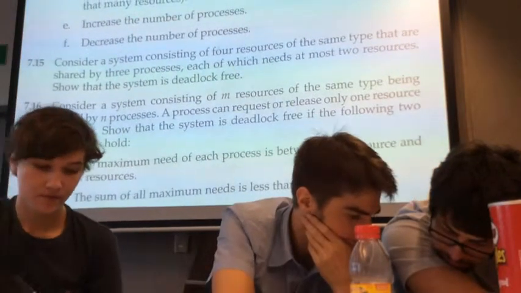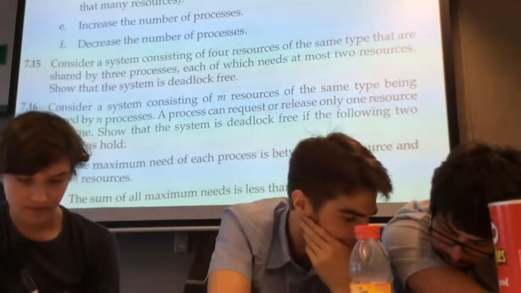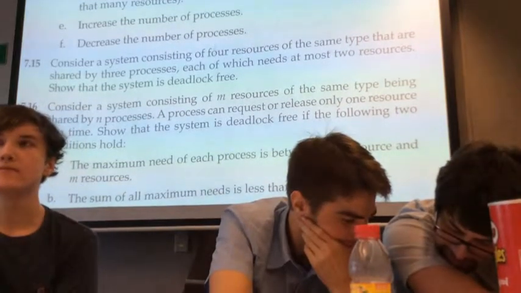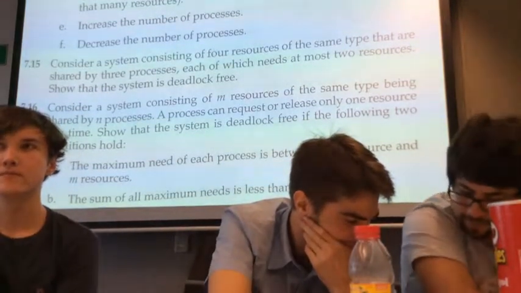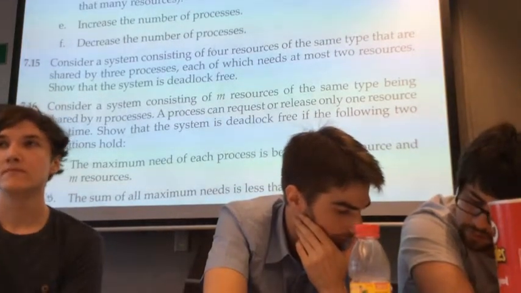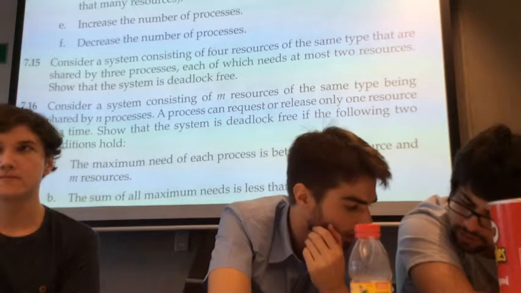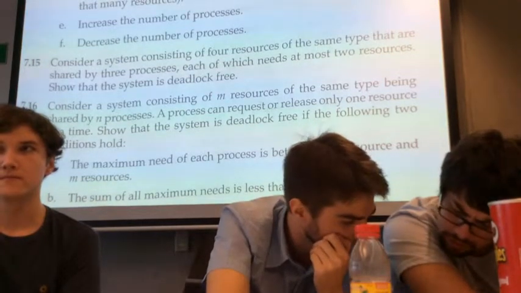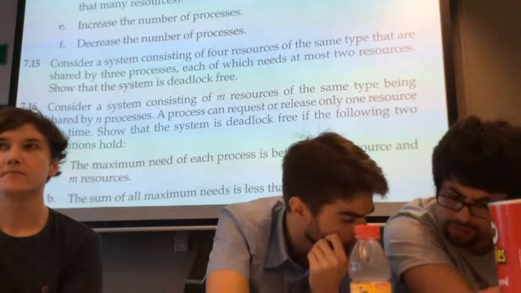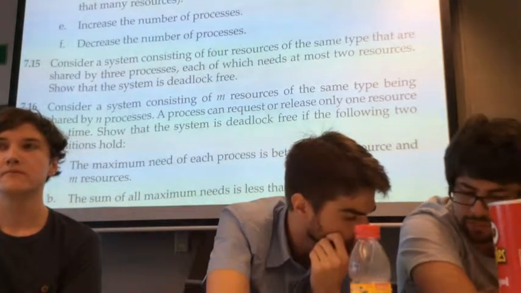Consider a system consisting of 4 resources of the same type that are shared by 3 processes, each of which needs at most 2 resources. Show that the system is deadlock free. Okay, what's the best way to approach this? 4 resources of the same type that are shared by 3 processes, each of which needs at most 2 resources. Show the system is deadlock free.